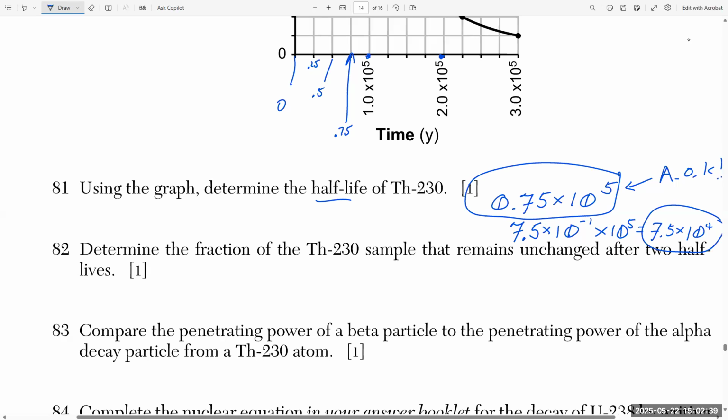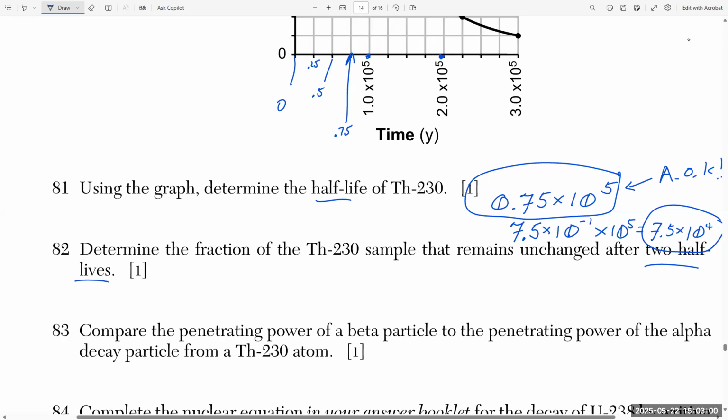Okay? Number 82, determine the fraction of the sample that remains unchanged after 2 half-lives. This is how easy nuclear is. You don't need any of this information, right? Remember, it's 2 half-lives, right? Definition of half-life is the time it takes to eat half and leave behind whatever's left.